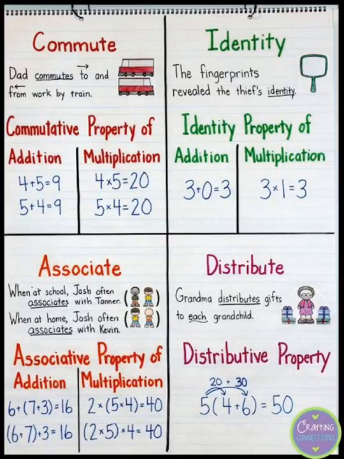Now I want you to take out your math journals, and you need to copy the notes for the commutative property, the identity property, the associative property, and the distributive property into your math notes. Be sure you draw the pictures out and create all the notes just as they are on the paper.